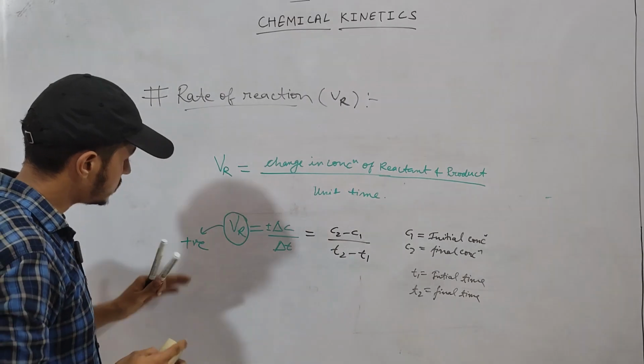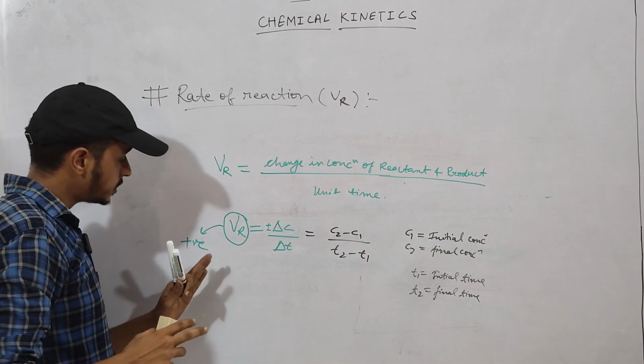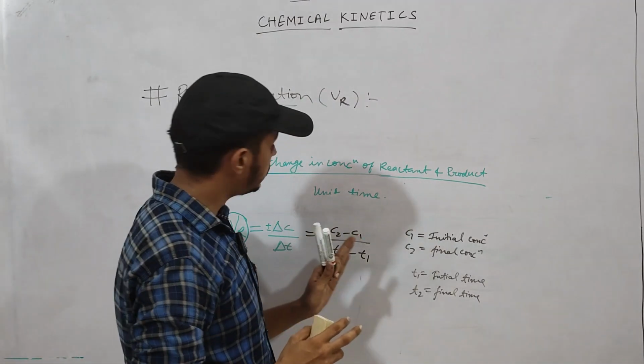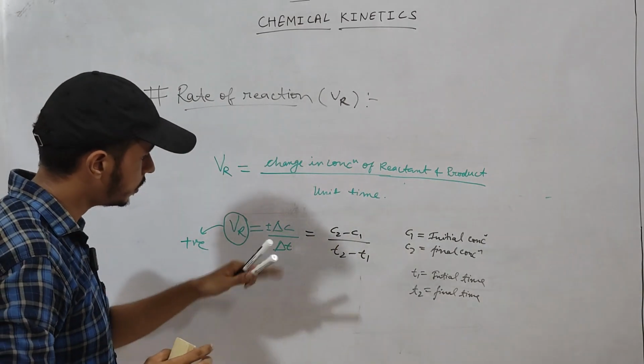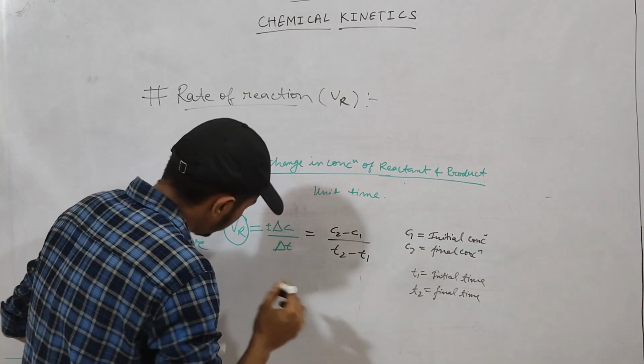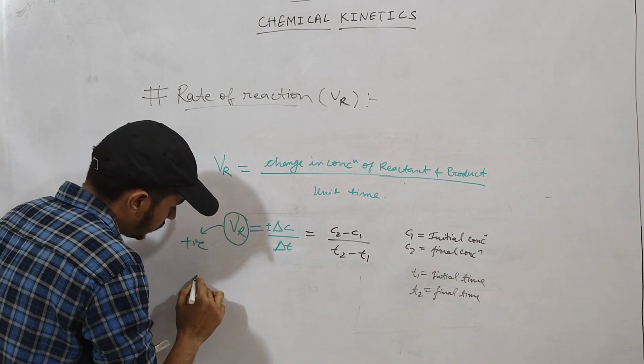You can write this as a star point: rate of reaction is always positive, but change in concentration may be positive or negative. How is this positive or negative? Let me explain in a straightforward way.